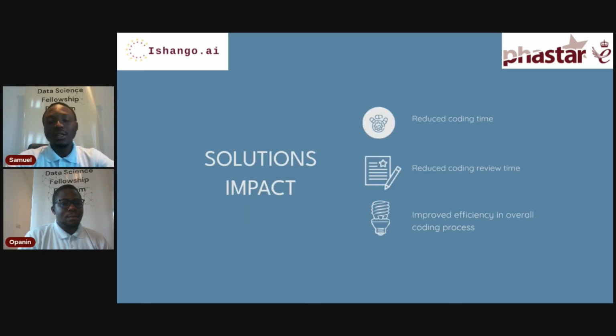Now, how does this improve the whole process? We realize that we're able to reduce the coding time for any particular coding. The time is drastically reduced, the resources used are reduced, and the time to review the codes is also reduced, and it improves the overall efficiency. And this model can even be applied in situations other than clinical trials, where terms have to be coded to a particular standardized form. Thank you.